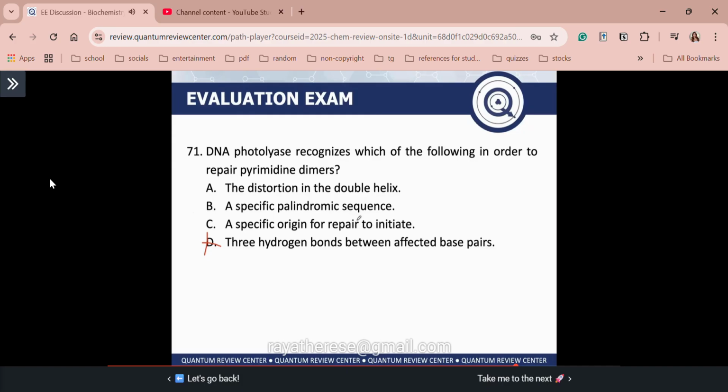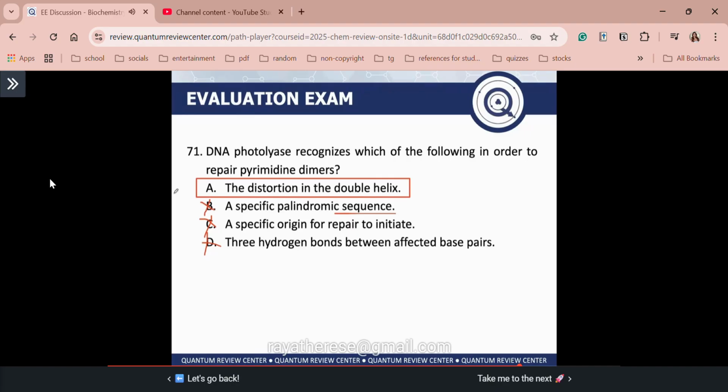Letter C, a specific origin for repair to initiate. Class, repair enzymes don't need a defined origin like replication does. Okay? So again, letter C is an incorrect answer. They don't need that. Alright? Sir, letter B, is that correct? No. Okay? Your DNA photolyase is actually structure specific and not sequence specific. Okay? So clearly, letter B is incorrect. Sir, is letter A the answer?